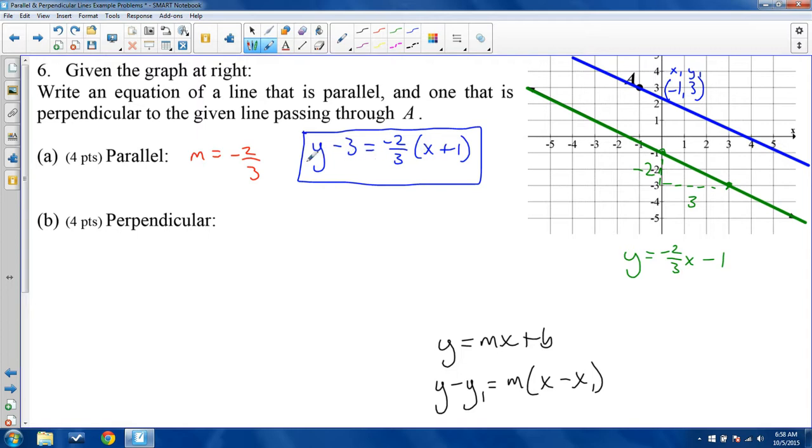One way is to start in this form. If I add that 3 over to both sides, and if I distribute the negative 2/3 into the x and the positive 1, I'm going to get negative 2/3 x minus 2/3 plus 3. Now, as you can tell, I have to combine like terms here, negative 2/3 and 3. So I'm going to rewrite 3 instead as a fraction over 3. That's 9/3. Now you have to do negative 2 plus 9, and that's 7. So y equals negative 2/3 x plus 7/3.